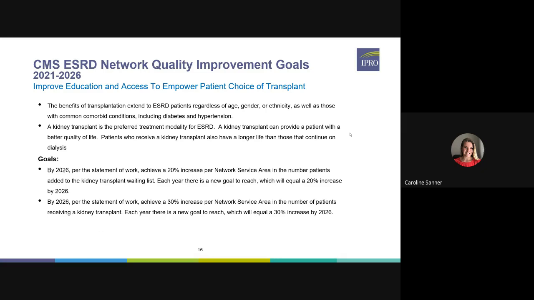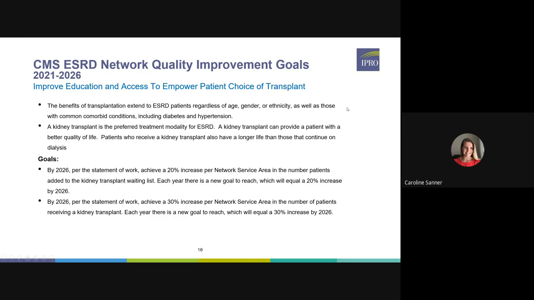The goals set by CMS are, by 2026, per the Statement of Work contract, achieve a 20% increase per network service area in the number of patients added to the kidney transplant waiting list. Each year, there is a new goal, which will equal a 20% increase by 2026. The second goal is by 2026, per the Statement of Work contract, achieve a 30% increase per network service area in the number of patients receiving a kidney transplant. Each year, there is a new goal to reach, which will equal a 30% increase by 2026.